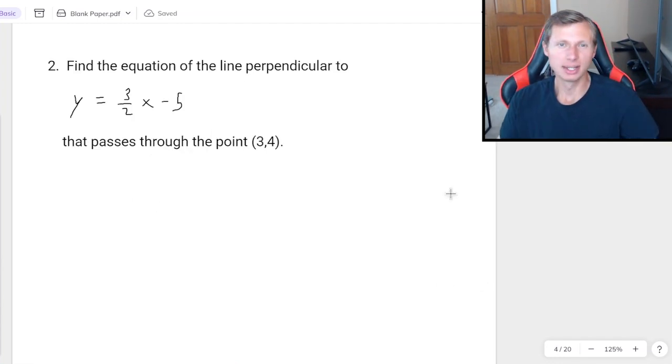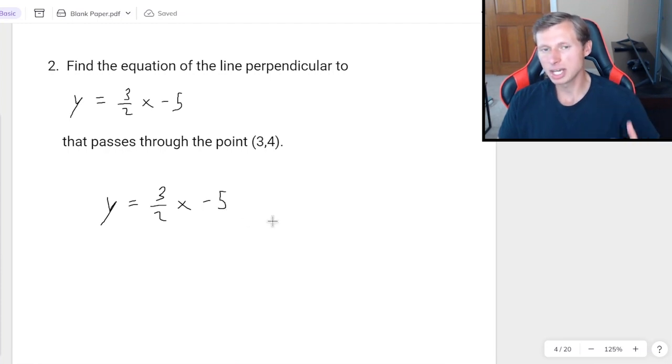Here's the second one. Find the equation of the line perpendicular to y equals 3/2 x minus 5 that passes through the point 3, 4. So again, same thing as before. I start with the equation they gave me, y equals 3/2 x minus 5. Then I'm just going to take from this the opposite reciprocal slope of 3/2, which is going to be negative 2/3, and that is my slope m.